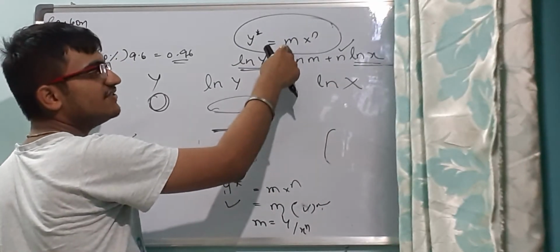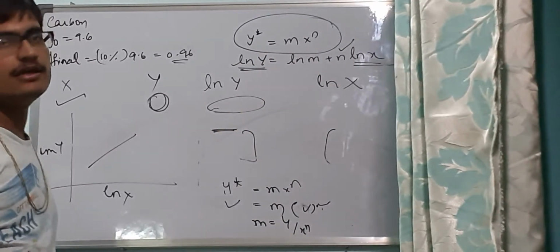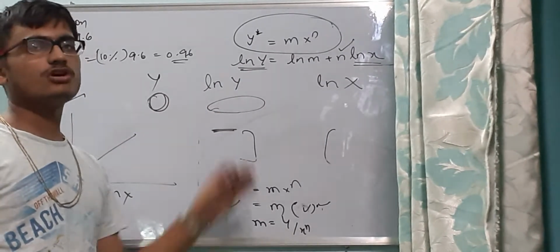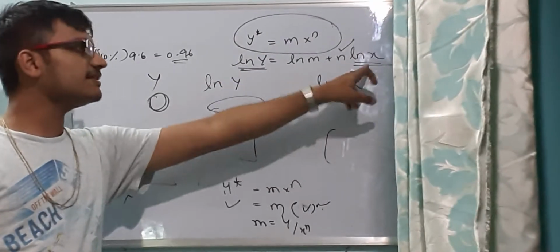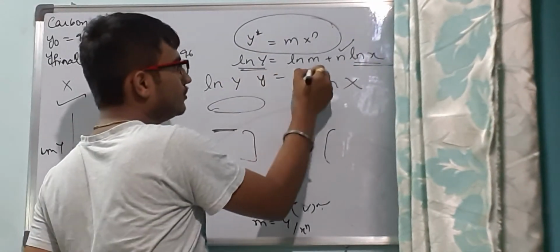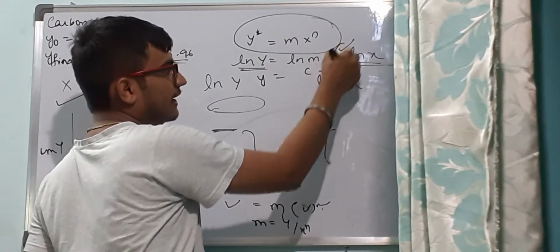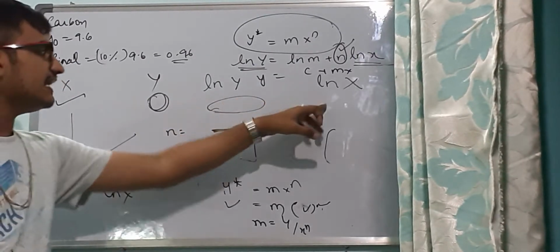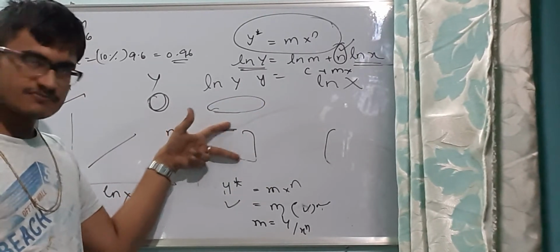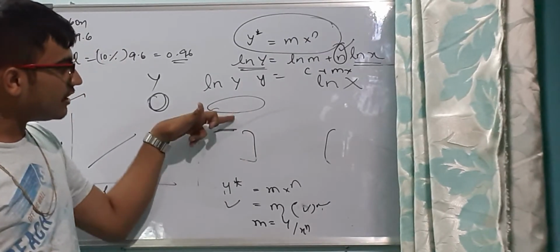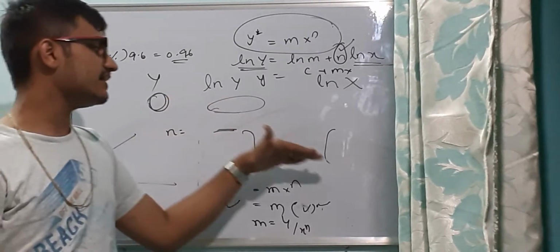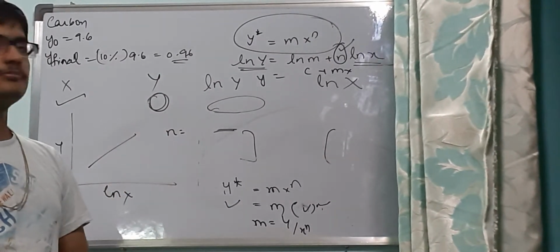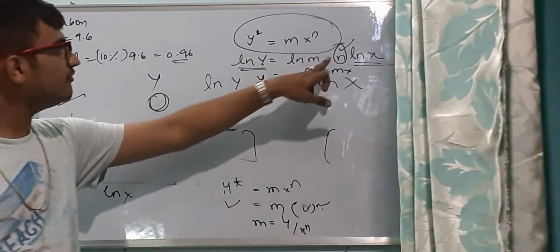To make calculations easy, what is the Freundlich equation? Y star is equal to m into x power n. Apply log: ln y is equal to ln m plus n into ln x. This is normal, you all know. So it is in the form y is equal to mx plus c, where the slope is n. So from the given data, you select any two points, second value minus first value by second value minus first value, and you will get your slope value.